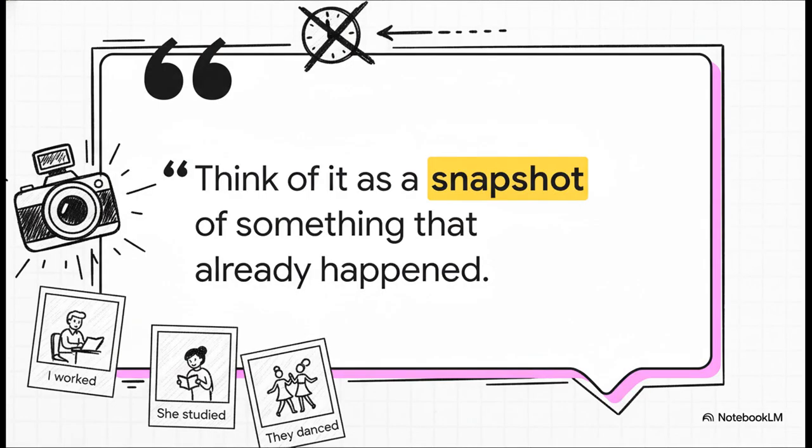Okay, this right here is the absolute key. The best way to get your head around the preterit is to think of it as a snapshot. You know, like with a camera. Click. It's not for describing what you used to do, like over a long, blurry period of time. No, it's for that single captured moment. I worked, she studied, they danced. Click. The action is done, and you've got the picture.